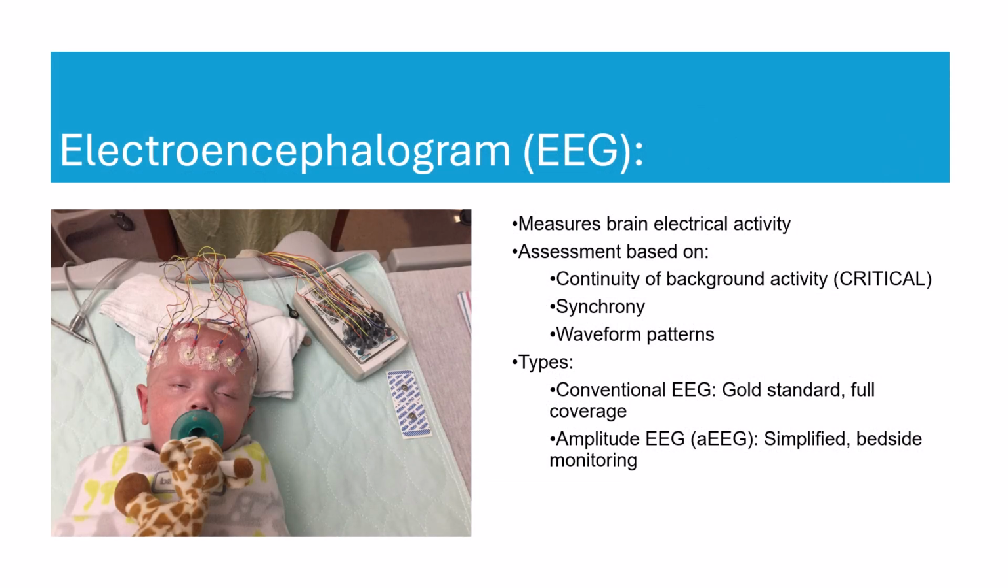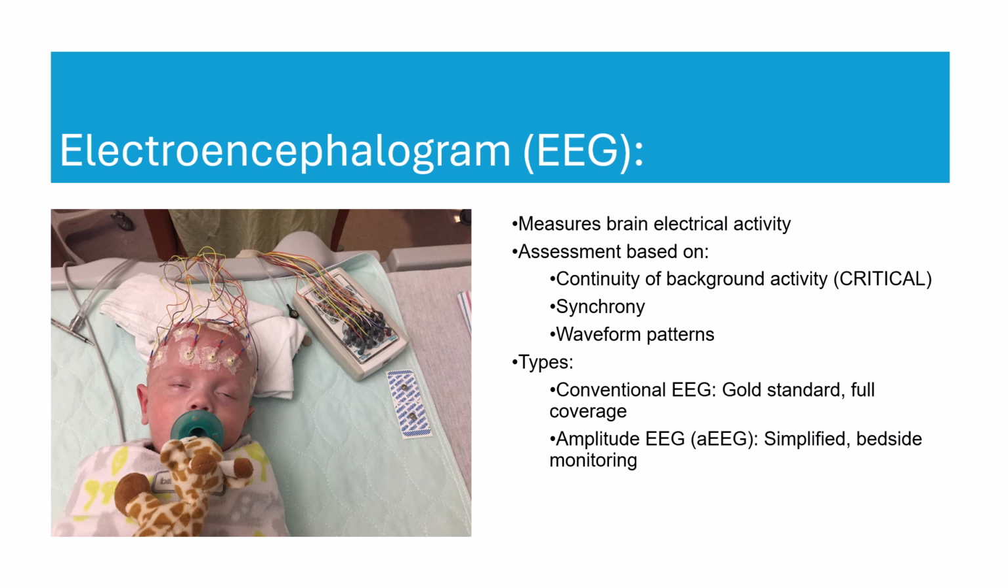The electroencephalogram measures brain electrical activity and is used in questions about neonatal seizures and encephalopathy. EEG interpretation focuses on three key elements: continuity of background activity, the most critical component, synchrony between hemispheres, and specific waveform patterns. There are two main types of EEG in neonatal care.